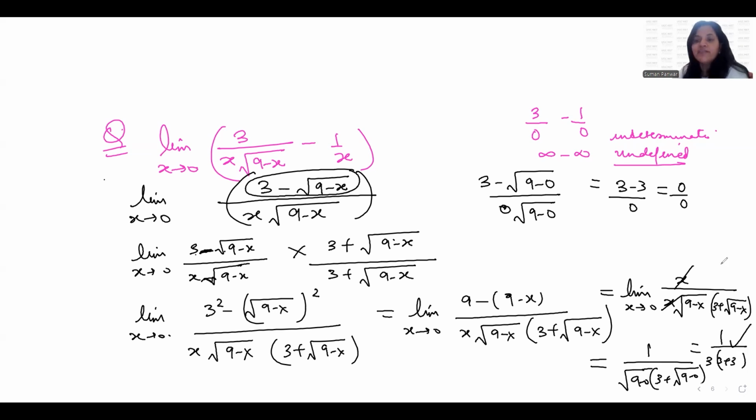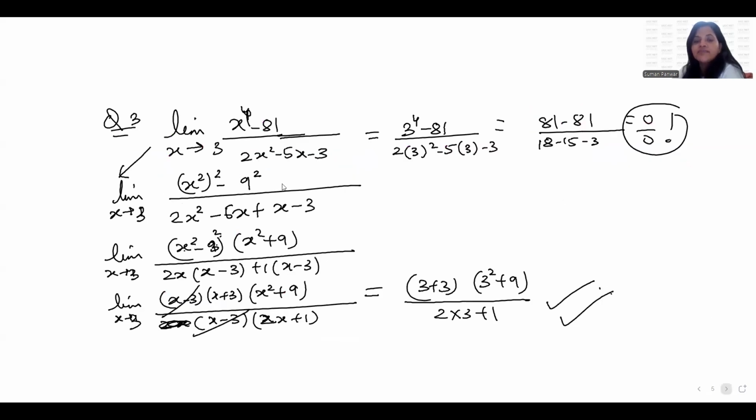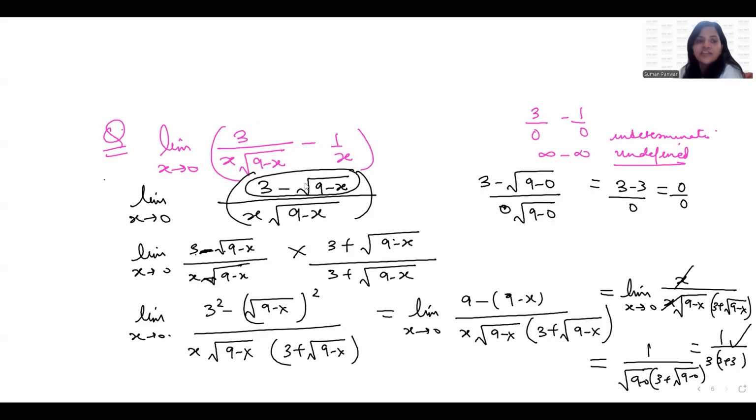So you can see that we have 0 by 0 form. So first we were able to factorize it in the first case where we could cancel common factors. Okay. In this particular case, we had to rationalize. So rationalization is also one of the methods to calculate limits. Okay. Next is trigonometric limits.